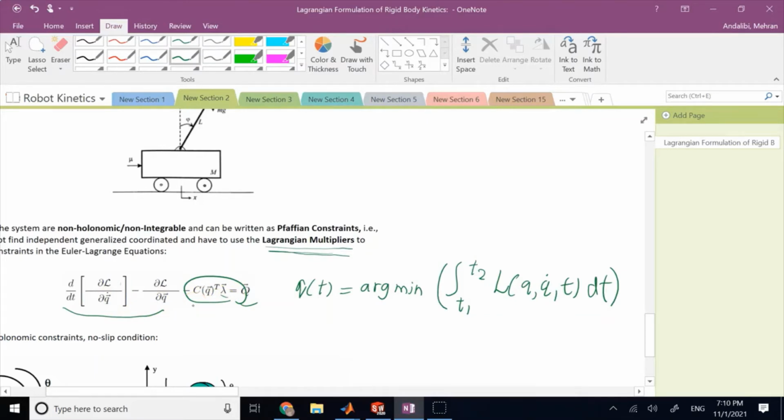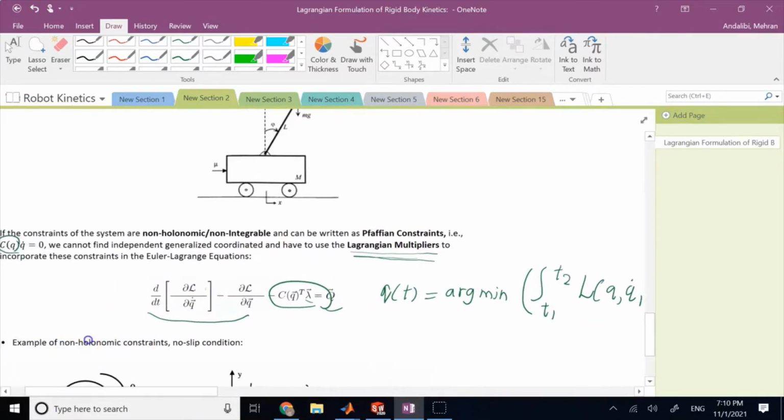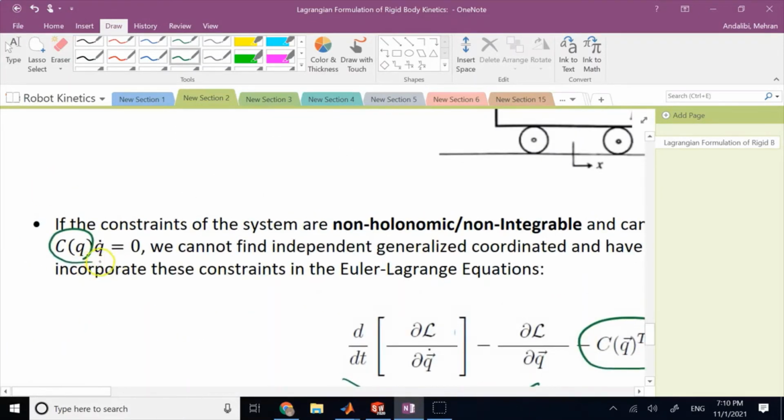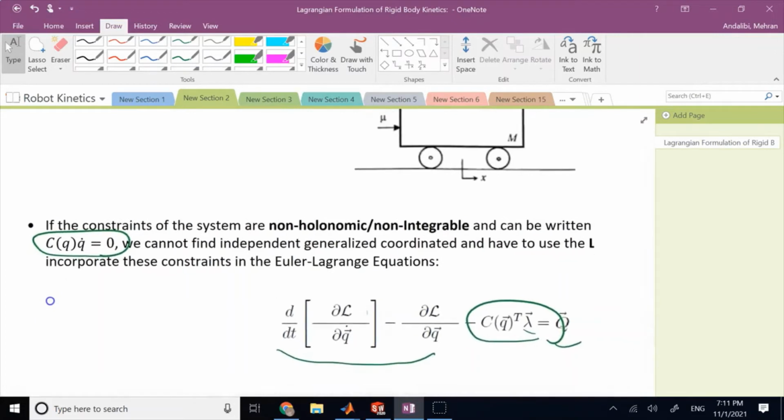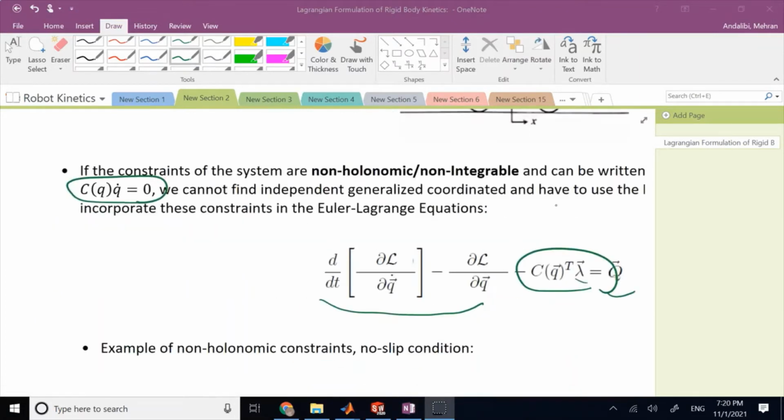Now, here I also have a constraint, and the constraint is of this format: C(q) times q dot is equal to 0. I have something extra that I have to satisfy. And since this constraint is an equality constraint, I will use the method of Lagrangian multipliers. If you're not familiar with it, please watch the video on that topic on my channel, called Constraint Optimization with Lagrangian Multipliers, which is for equality constraints.